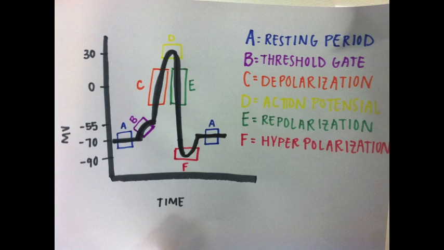Let's review. At negative 70 is the resting period. At negative 55 is the threshold gate. As the potential gets more positive, that's called depolarization. At positive 30, that's action potential, and as it gets more negative, that's repolarization. Once it dips down to negative 80, that is hyperpolarization.